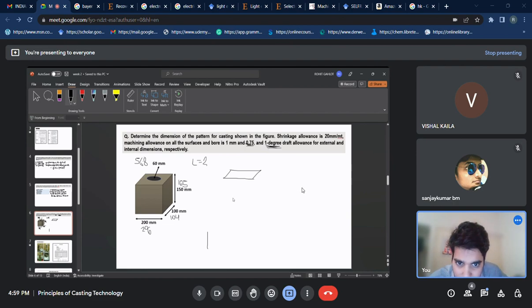You're right. In our question, 0.75 and 1 degree are given. For the external part it is 0.75, and for the internal taperedness it is 1 degree. This is how your pattern will look after giving it the taper allowance. I am not making a good figure here, just for your imagination. And here is the angle theta, this part.